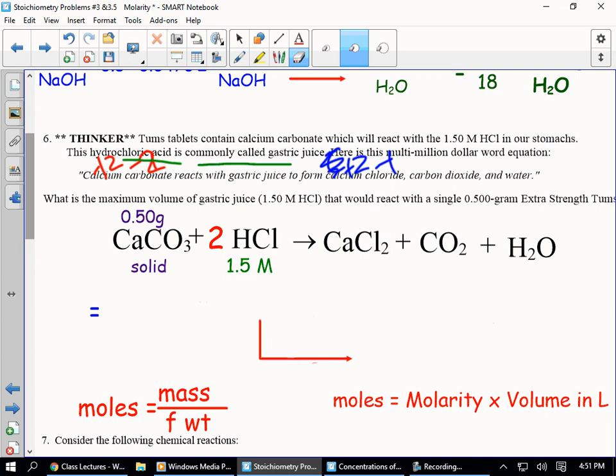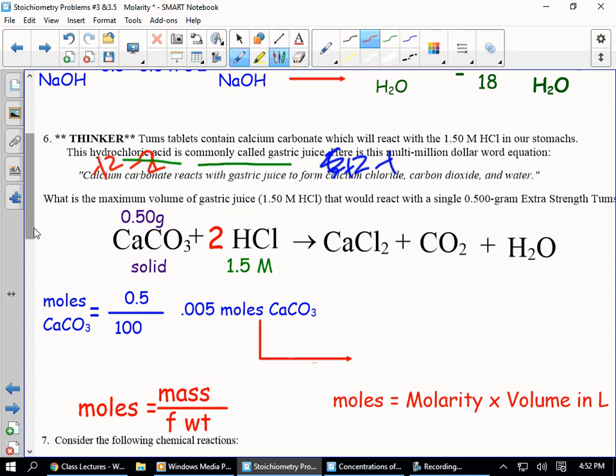The only thing I can find moles of is CaCO3. So I'm going to find moles of CaCO3 is equal to my mass of CaCO3 over 40 plus 12 plus 16 times 3, which is 100. You divide that, you get 0.005 moles of your CaCO3. I want to go from this to here, from my CaCO3, how much of that, this is my question, I'm sorry, volume.